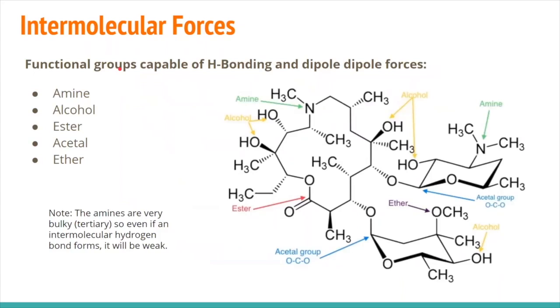For intermolecular forces, every functional group identified can do hydrogen bonding and have dipole-dipole forces. They all have dipole-dipole forces because they have electronegative atoms, such as nitrogen and oxygen. They can also do hydrogen bonding because they either have an H on the electronegative atom or they have a lone pair, which can act as a donor for another molecule, such as water, which will act as an acceptor for the electron pair. Just note that these amines are tertiary, so even if they form hydrogen bonds, they will be weak because they are very bulky, and that will lead to lower boiling points.